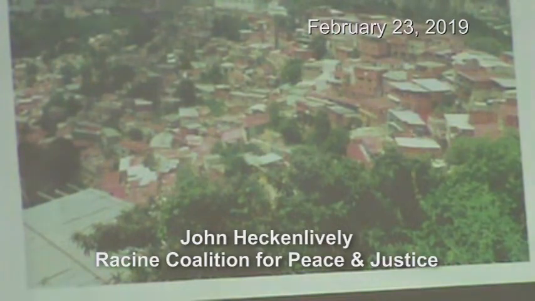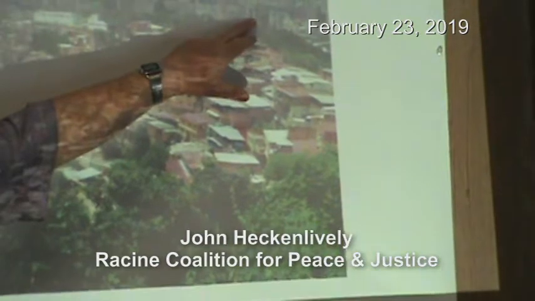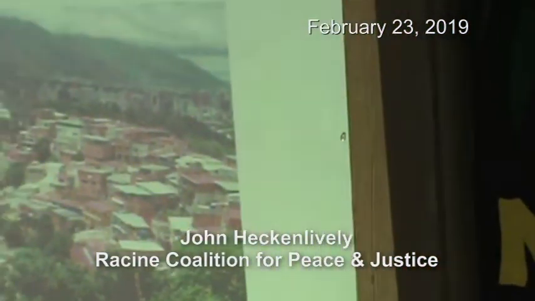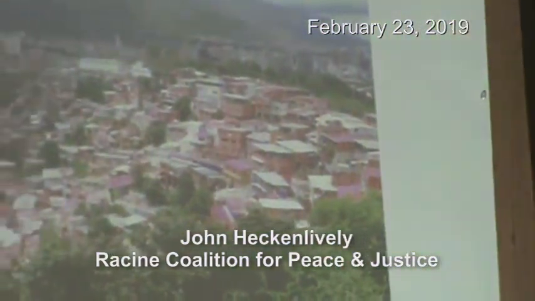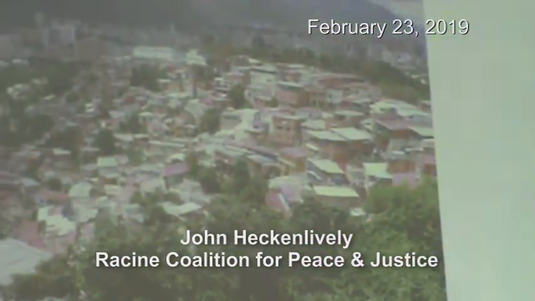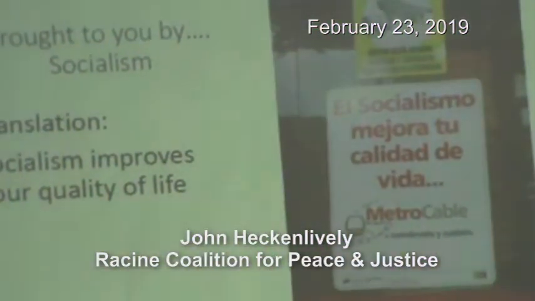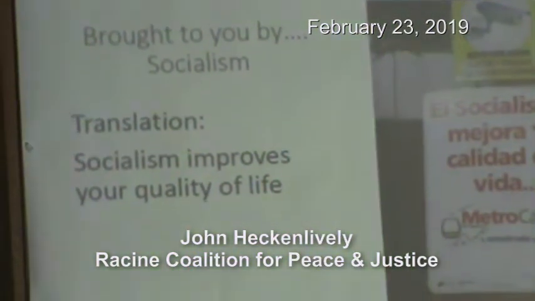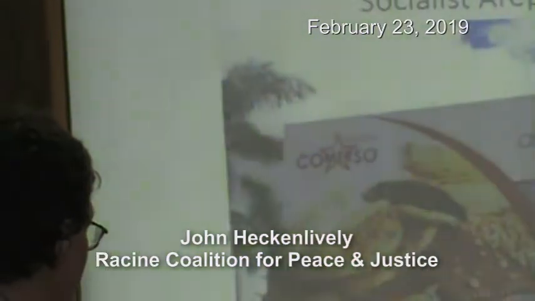One thing that is interesting is if you look over here, you have a lot of high-scale high-rises not very far from some of the poorest slums in Central and South America, brought to you by socialism. Socialism improves your quality of life, and everything was socialist.